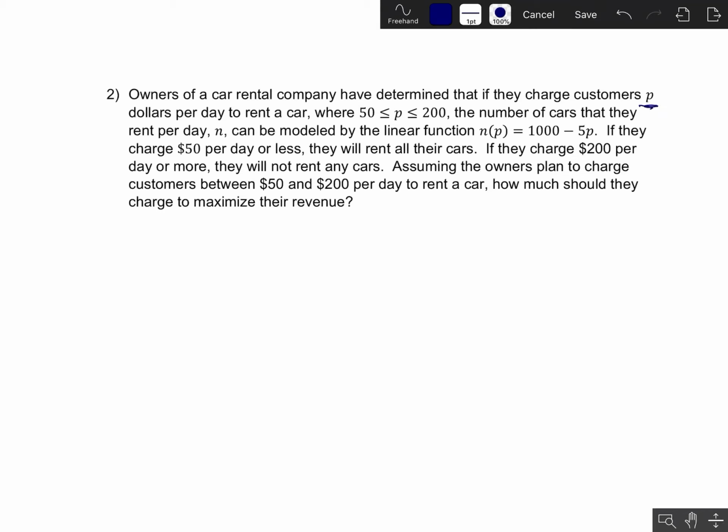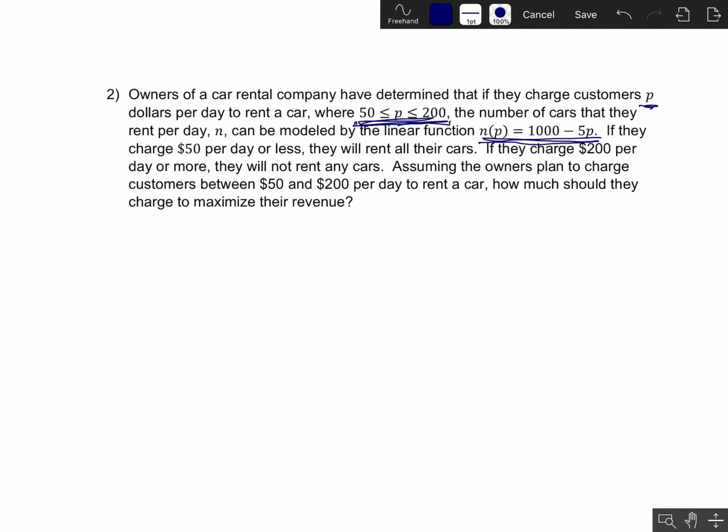To example 2, we have the owners of some rental car company that have determined that if they charge a price of P dollars per day to rent a car, where P is constrained to be between $50 and $200, then the number of cars that they rent per day is given by this linear function of P. In other words, the number of cars that they rent is going to be 1,000 minus 5 times the price that they charge. And we're told that if they charge $50 per day or less, then they'll rent all of their cars. If they charge $200 per day or more, they won't rent any cars.